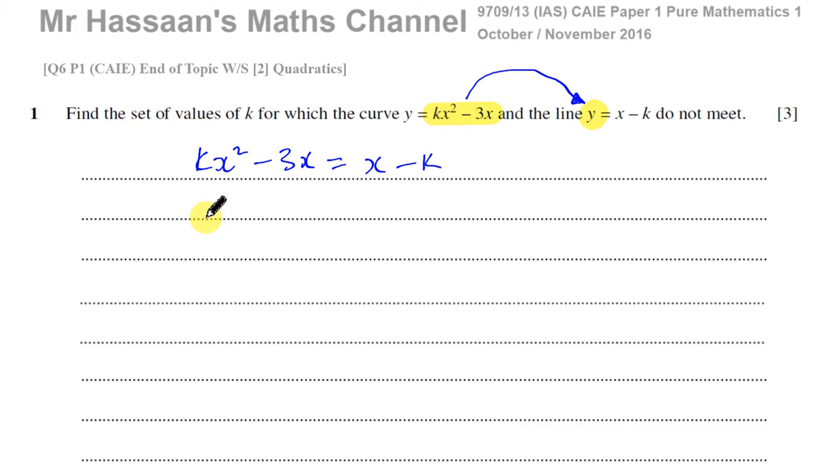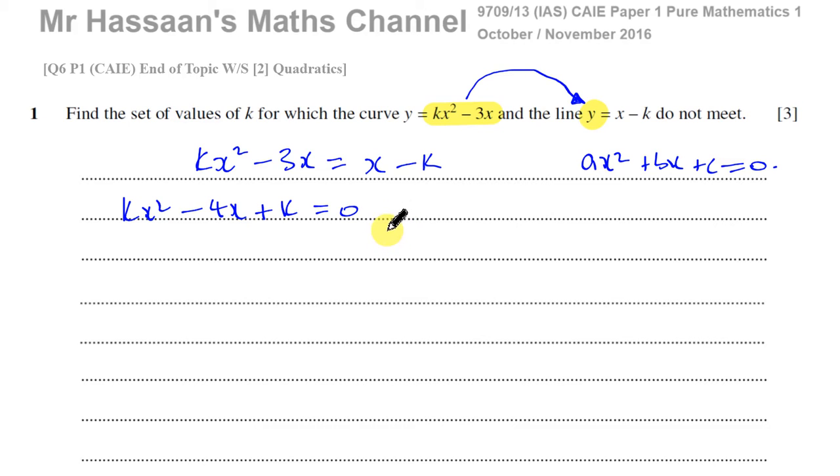So I'm going to rearrange it, as we can see it's a quadratic equation, so it's going to be of the form ax squared plus bx plus c equals 0. If I rearrange it, I have kx squared minus 3x minus 1 more x is minus 4x, and add k to both sides, plus k is equal to 0. To solve this quadratic equation, one of the things we can do is use the quadratic formula.